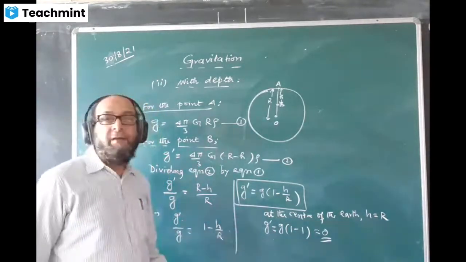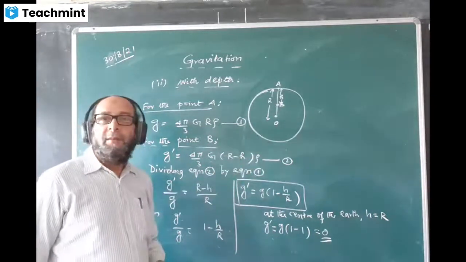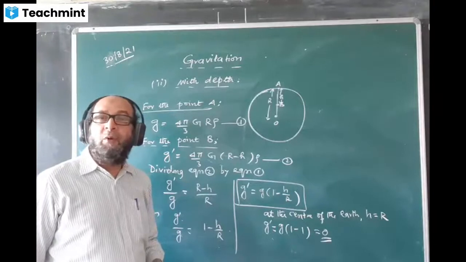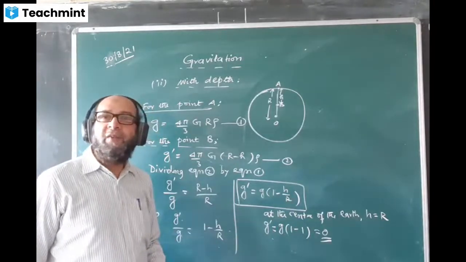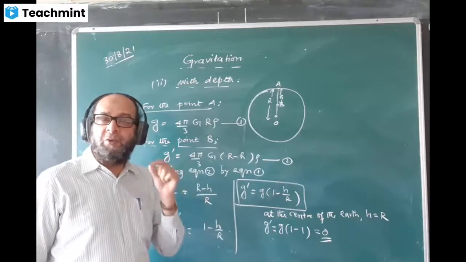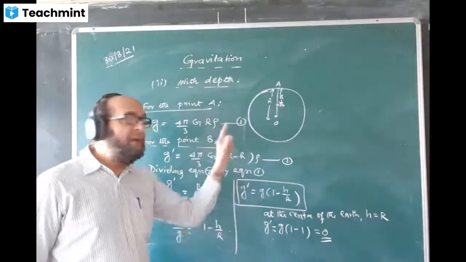So the value of acceleration due to gravity at the center of the earth is 0. That means weight of the body becomes 0 at the center of the earth, because G is 0 and weight formula we have is mass into acceleration due to gravity at that point. At that point the acceleration due to gravity value will be 0.